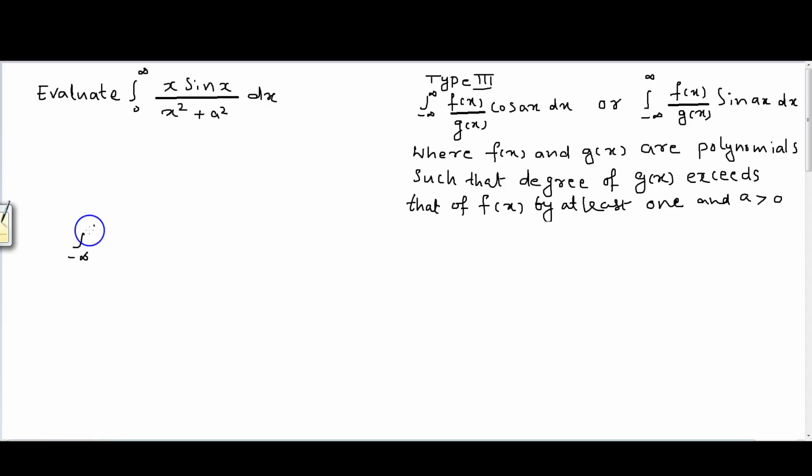Another important thing to note here is, if the question is of type 3, we consider only the poles which are above the real axis. That is, we have to find the residues of only positive poles.